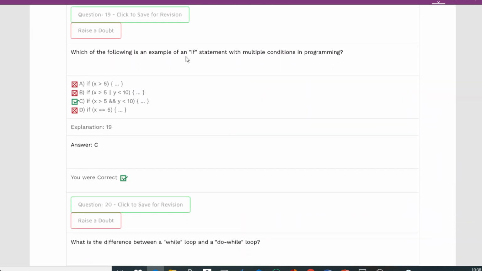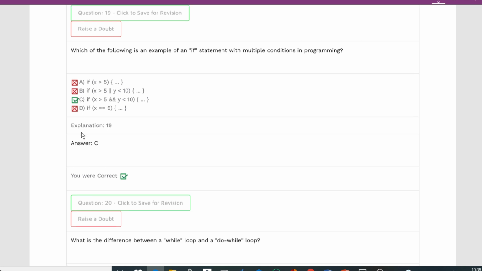Now which of the following is an example of an if statement with multiple conditions in programming? So here we can see x greater than 5 and y less than 10. This is an example of an if statement with multiple conditions. So option C is the correct answer here.